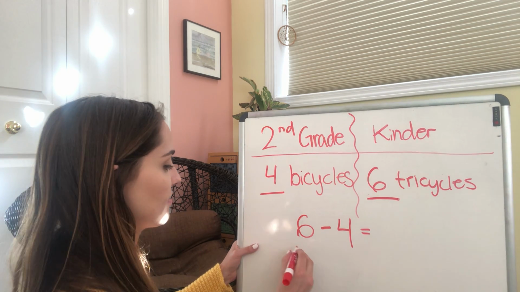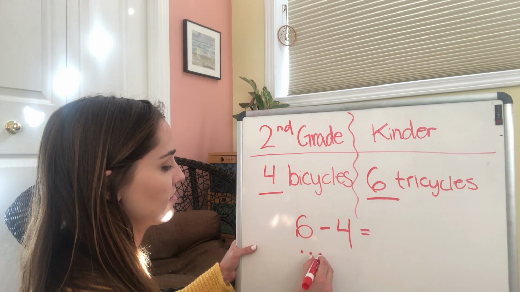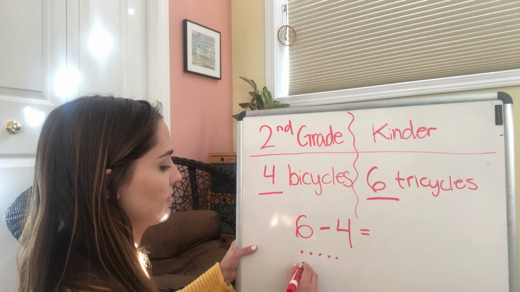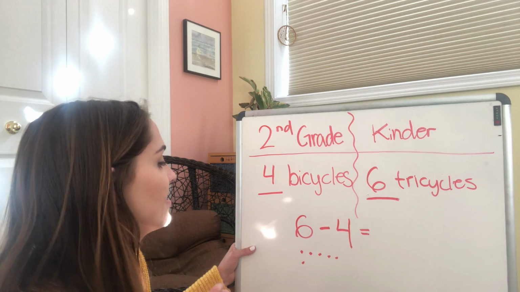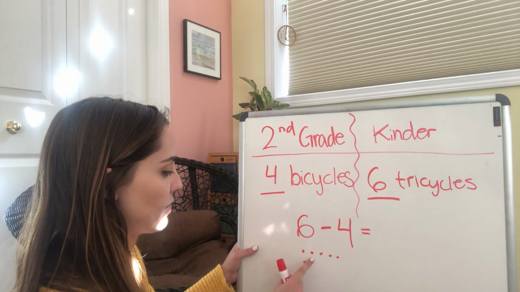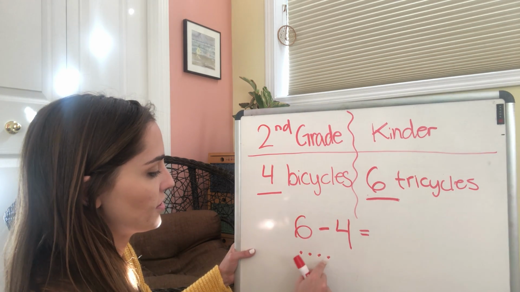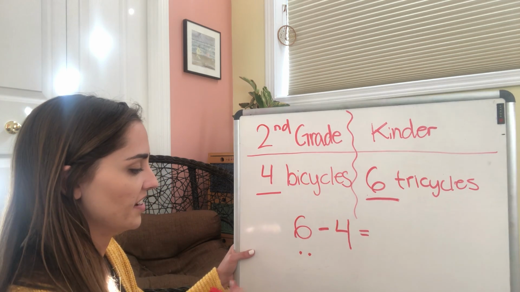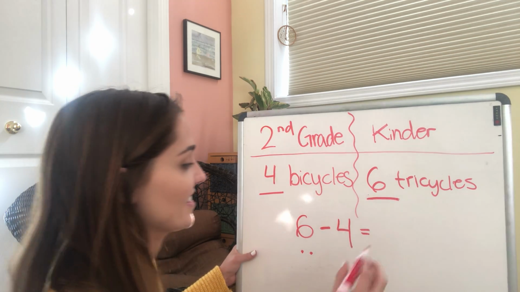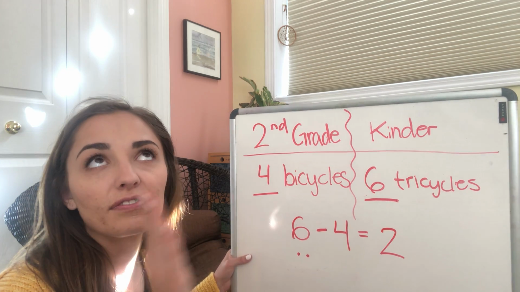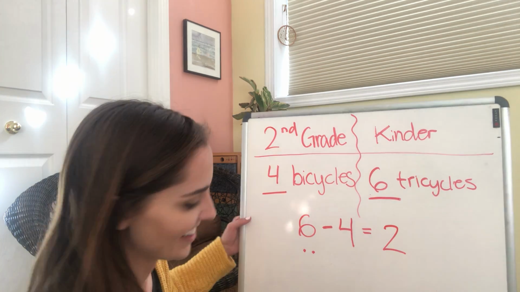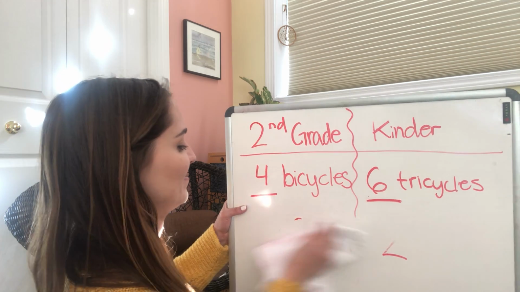And we could show this even with a dot representation. So we have our 6 dots here representing our kindergartners. And then we could take away 4 to see how many fewer. 1, 2, 3, 4. And that leaves us with 2 dots. So 2 would be our answer. There are 2 fewer second graders than kindergartners. Okay.